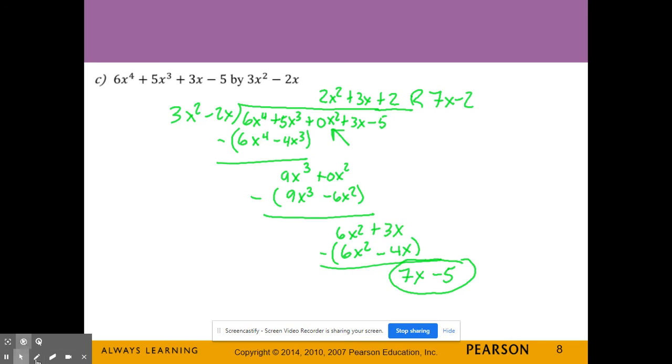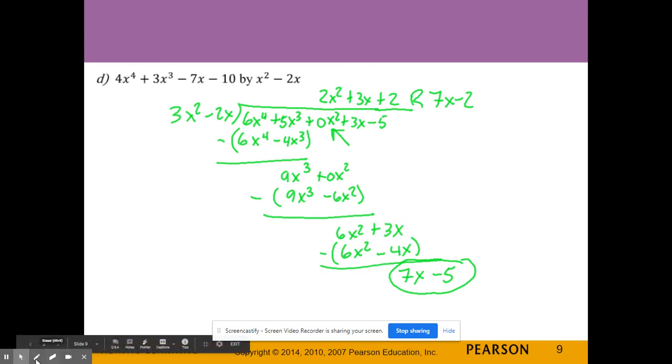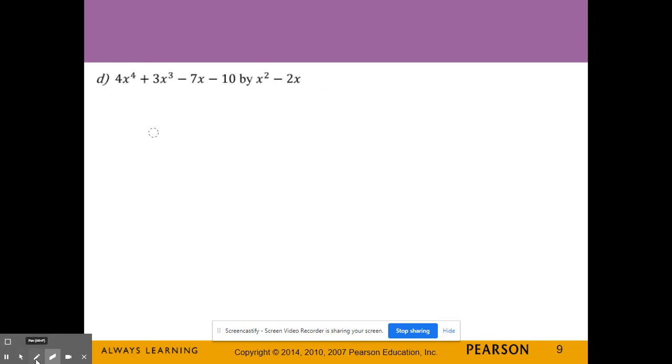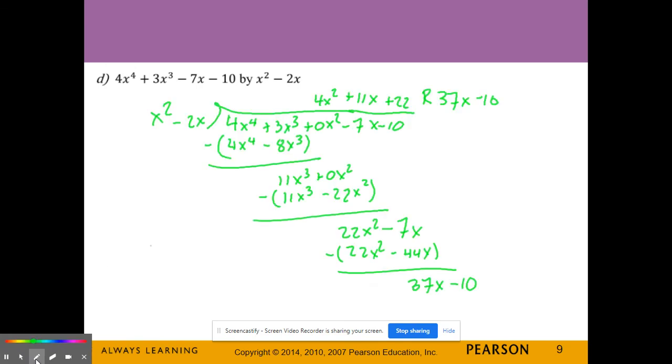All right, let's take a look at the next one. All right, so you pause it, try it, and then come back and check your answer. All right, so this one ends up being 4x squared plus 11x plus 22 with a remainder of 37x minus 10.